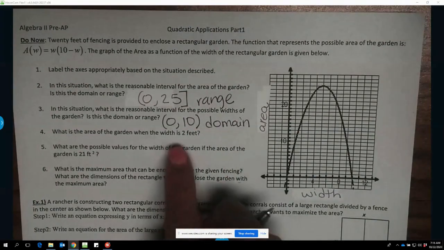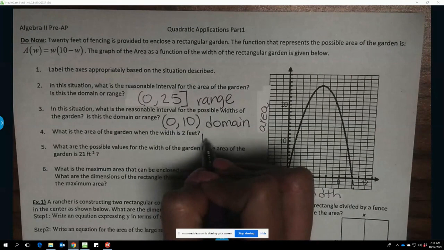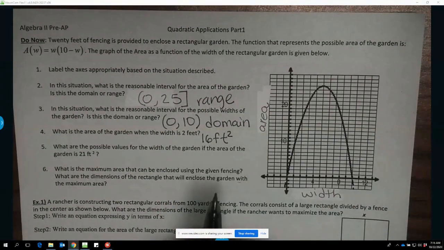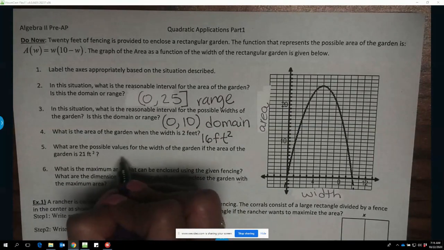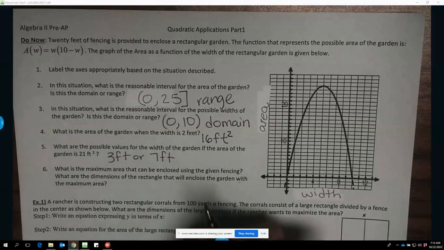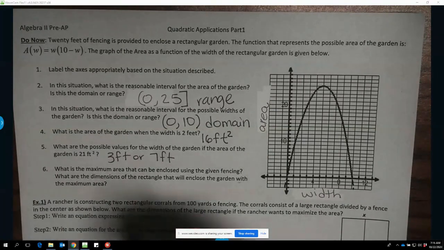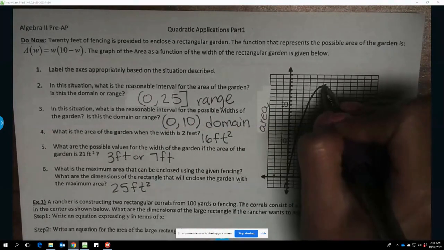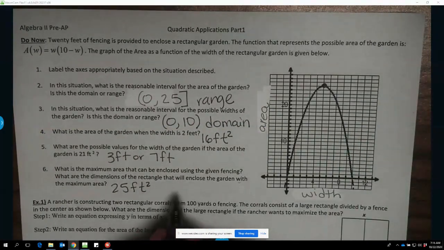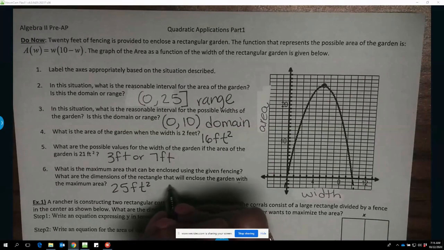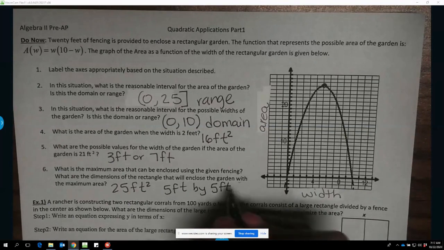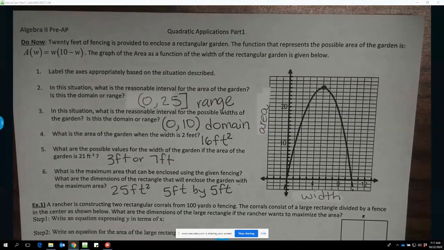Then if you answer the rest of these, if the width is 2 feet, the area is 16 feet squared. Make sure you put units. If the area is 21 feet squared, then the width could have been 3 feet or 7 feet. Make sure you put the units. And finally, the maximum area was 25 feet squared because that was the max up here. And the dimensions, I'll give you, for the max area were 5 feet by 5 feet. So that was just a little Do Now to get you started.